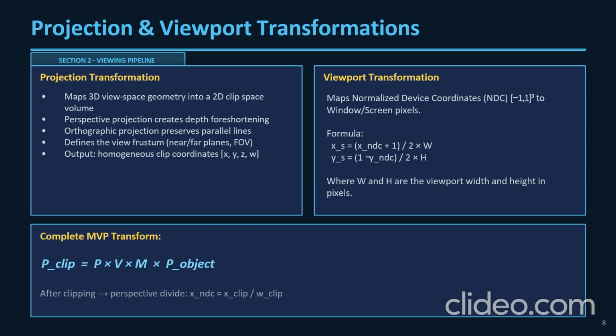Now, projection and viewport transformation. Projection transformation converts the three-dimensional scene into a two-dimensional view. Perspective projection creates realistic depth while orthographic projection preserves object dimensions. These are the two types of projections we have seen. After the projection, the viewport transformation maps the normalized coordinates to the actual screen pixels, allowing the final image to be displayed correctly on the device or screen.